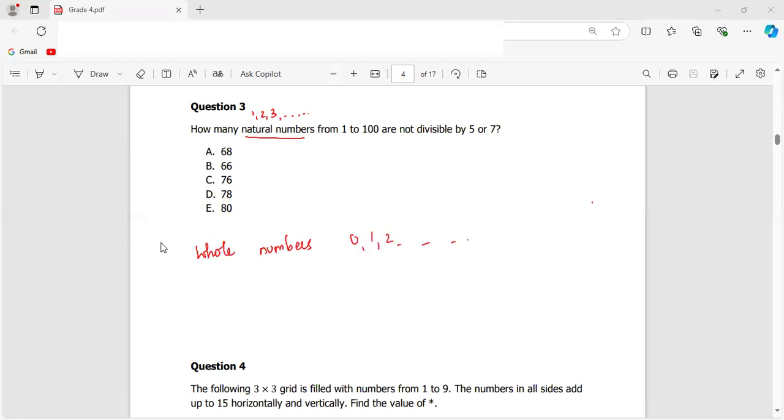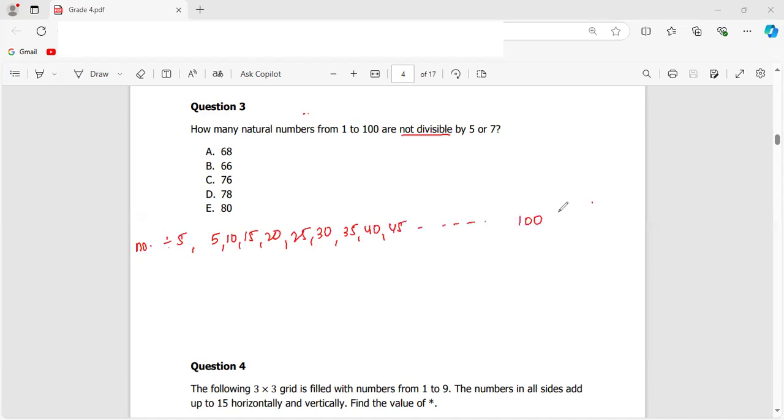Right now, they're talking about natural numbers, and otherwise, also they have defined from 1 to 100 that are not divisible. So, instead of counting numbers like 1, 2 that are not divisible, we find numbers which are divisible by 5 or 7. So numbers which are divisible by 5 would be 5, 10, 15, 20, 25, 30, 35, 40, 45. So it will go all the way till 100. So basically, if you divide 100 by 5, you get 20. So there are 20 numbers.